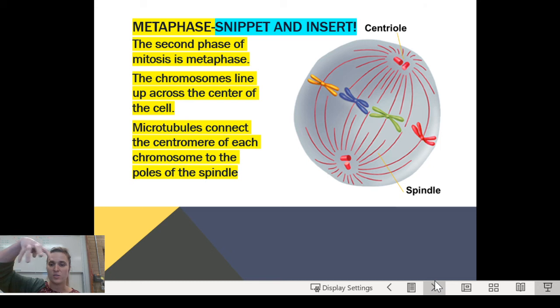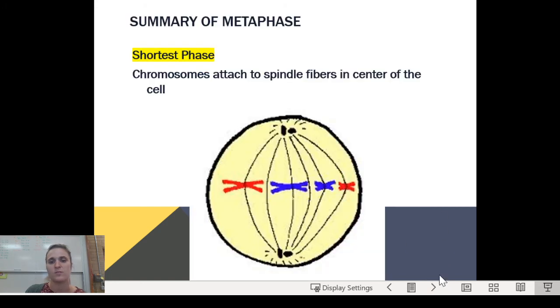And then you get the head scratchers coming down from the top and coming up from the bottom, right? The microtubules, the head scratchers, are going to attach to the middles, those centromeres, where the chromosomes attach to each other, the sister chromatids. And the last thing you want to know is that metaphase is the shortest phase of mitosis.